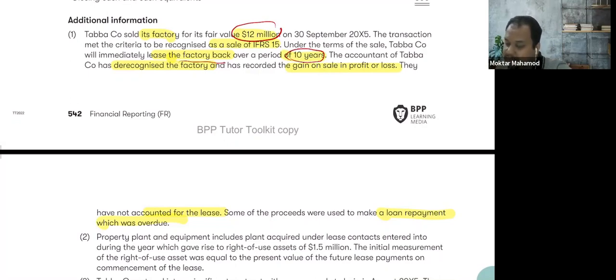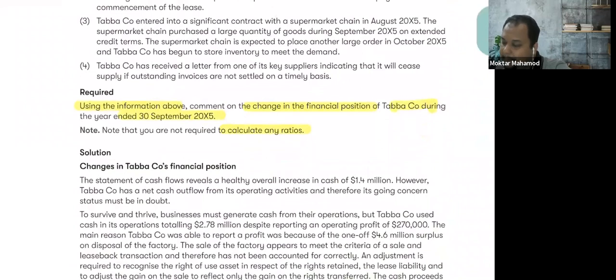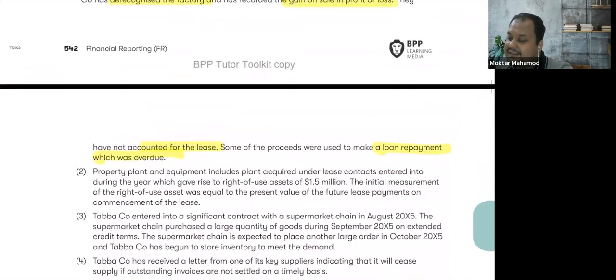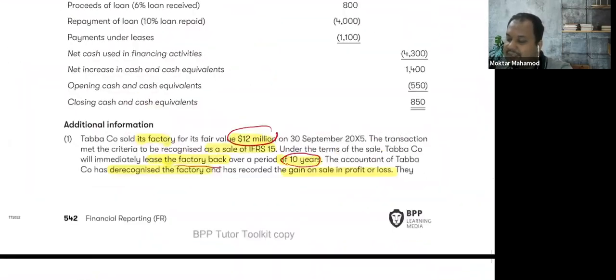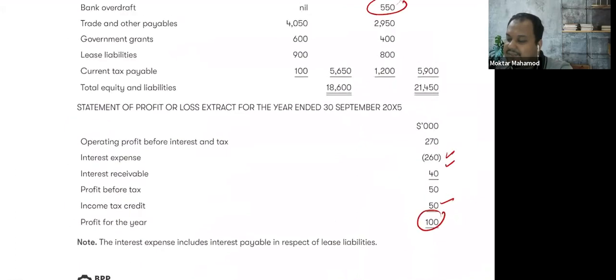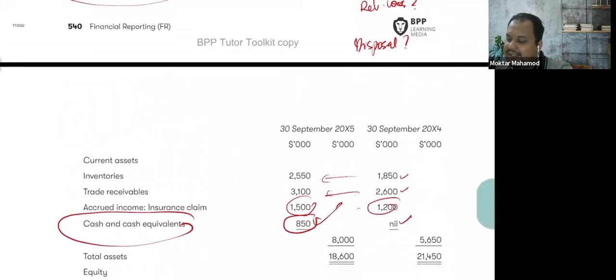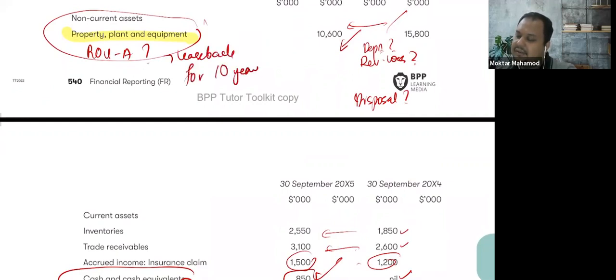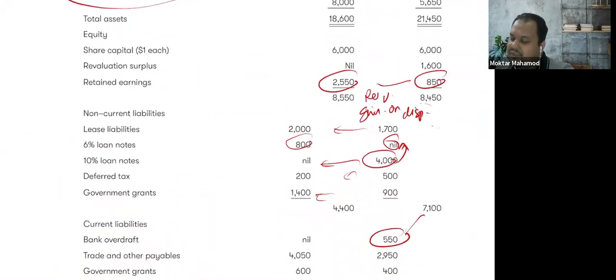Yeah, for the requirement, you still can comment whether they have commented on the change in the financial position. You still can consider that, when you look here, the company has no ROU asset. We are not asking them to correct it, but we ask them to consider that there is no ROU asset, because when they lease back for 10 years, that will be a relevant point, insyaAllah.